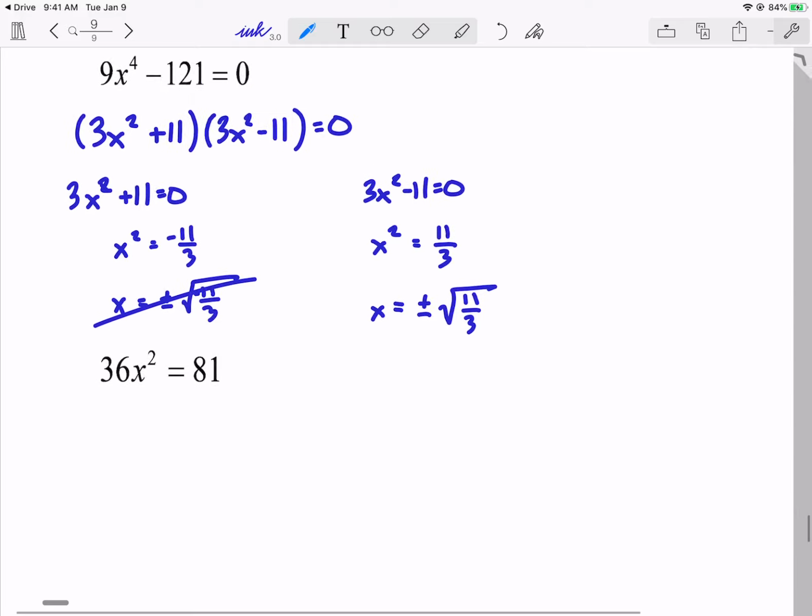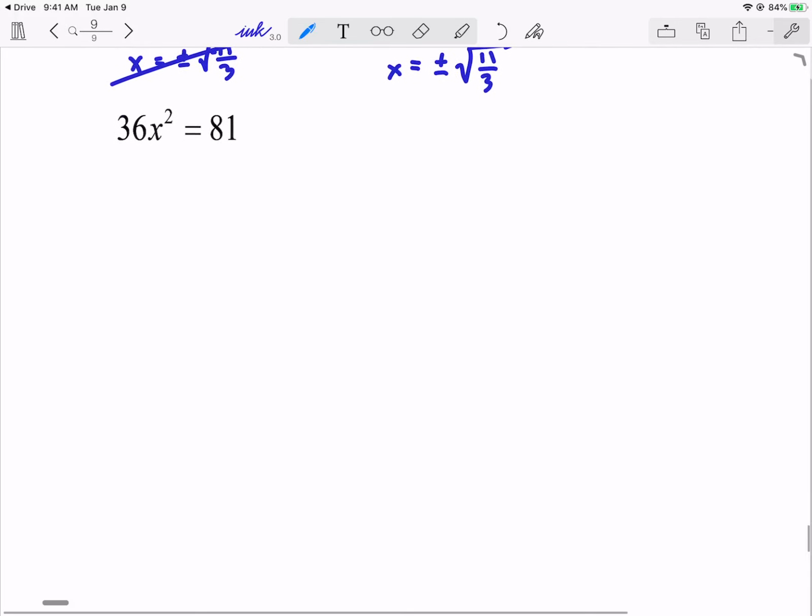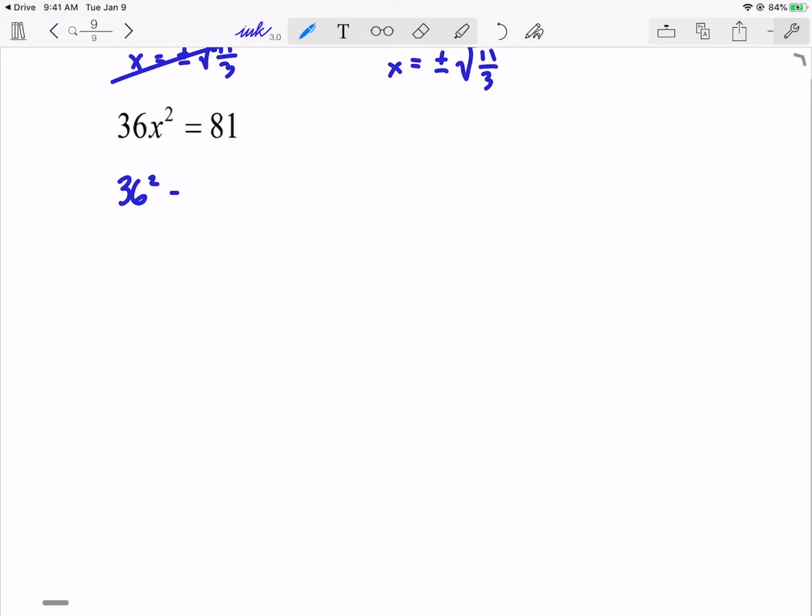The next one, I'm going to show you the two ways to do this. So like I said, it's often best to get 0 on one side of your equation. So I'm going to subtract the 81 from both sides. Now I notice that the square root of 36x squared is just 6x, and the square root of 81 is 9. So I'm going to add 9 and subtract 9.